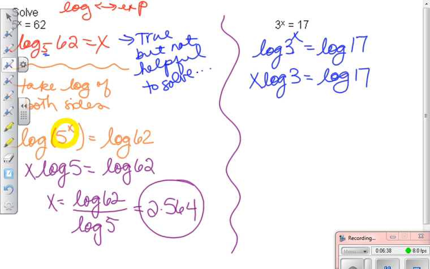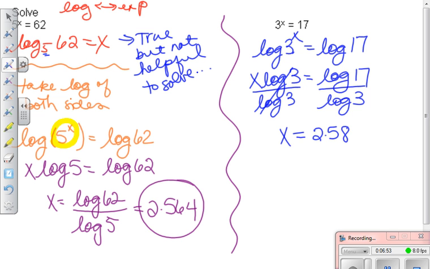X is being multiplied to the log base 3, whatever that number is. So I'm going to divide both sides by log base 3, or log of 3. Those cancel. X is, when you go to your calculator, 2.58.